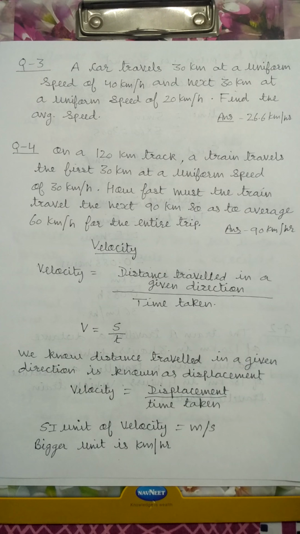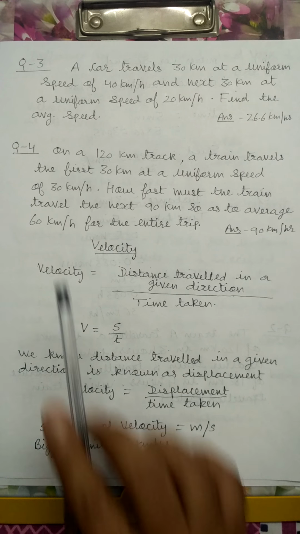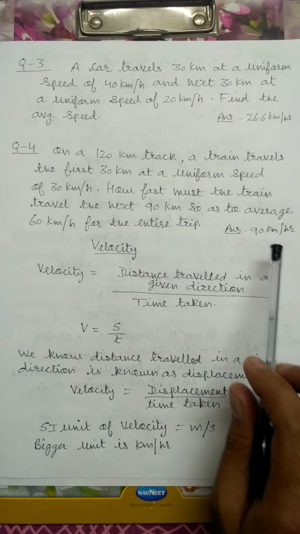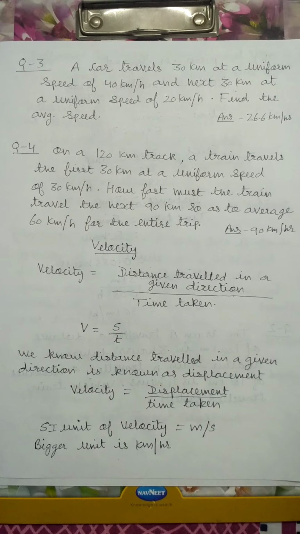Fourth question. On a 120 km track, a train travels the first 30 km at a uniform speed of 30 km per hour. How fast must the train travel the next 90 kilometers so as to average 60 km per hour for the entire trip? So for the entire trip, the average speed should come out to be 60 km per hour, and the answer to this question is 90 km per hour.